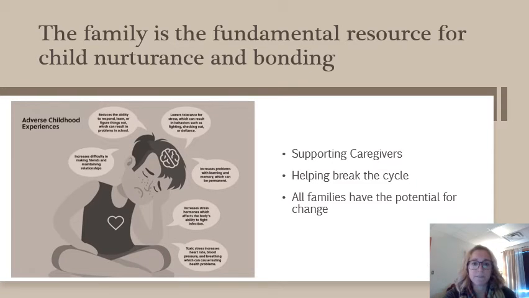Now, we must understand that the family is the fundamental resource for child nurturance and bonding. It is key to make sure that we support the caregivers in this process. One of the steps by doing this is helping break that cycle of trauma and also understanding that all families that we work with have the potential for change. Now, on the left-hand side of your screen, you will see adverse childhood experiences, which we will later discuss in the PowerPoint and how it correlates as well to bonding.